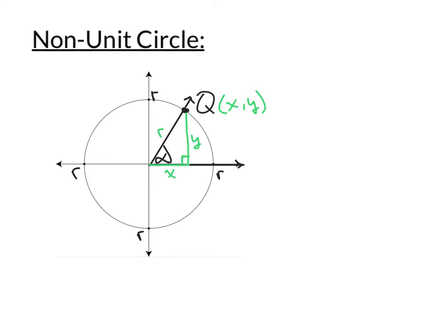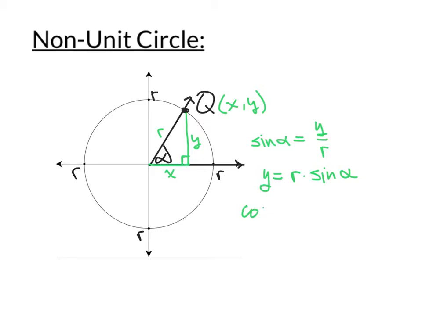And when we're thinking about our basic trig functions, sine and cosine, let's start with sine. So sine of alpha is going to be opposite over hypotenuse. Now if I want to get that y alone, I multiply both sides by r, and y will equal r times the sine of alpha.